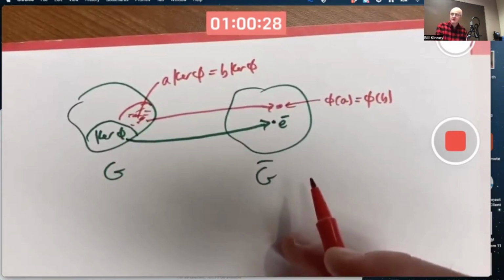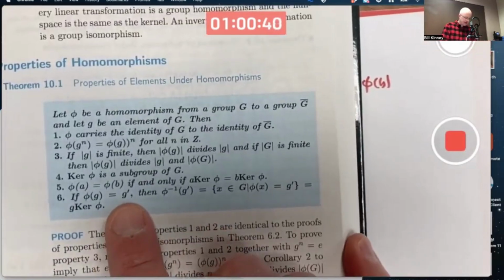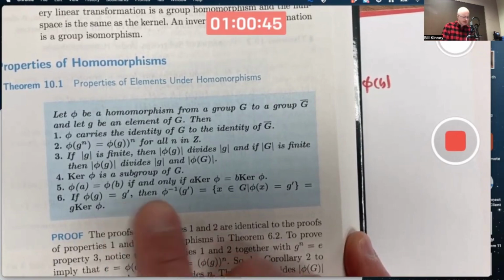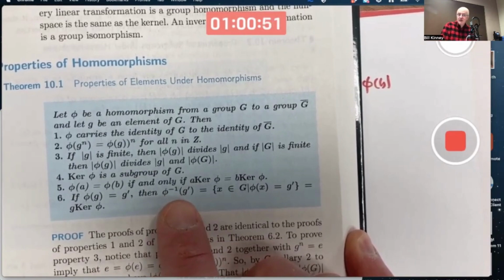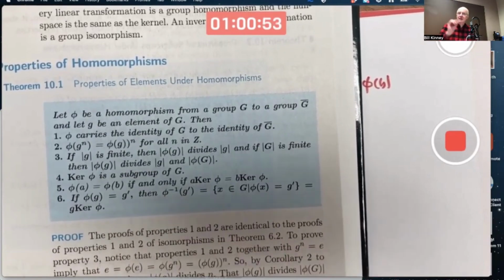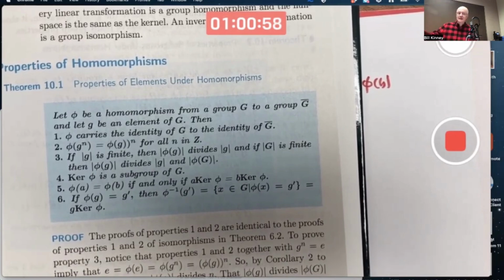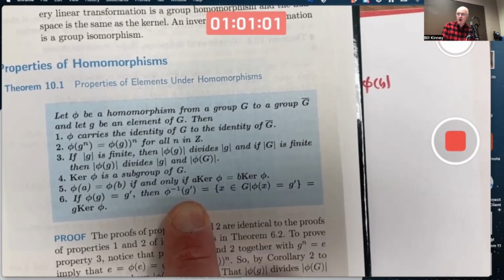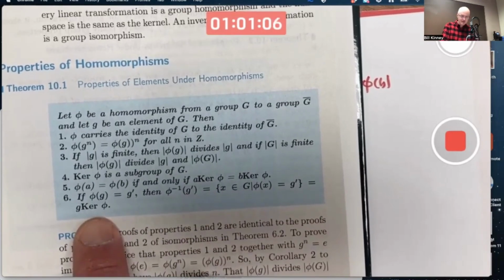That's important intuition. Related to that, if phi of g equals g prime, maybe the book should have used g bar instead of g prime. The preimage, remember preimages? The preimage of g prime is a little different than what we talked about before. We talked about preimages of subgroups before. g prime by itself is not a subgroup of G bar. Everything in G that maps to g prime is the coset that contains g, where g maps to g prime.